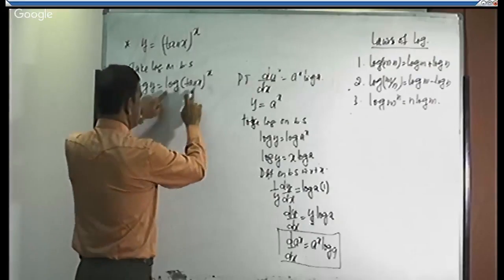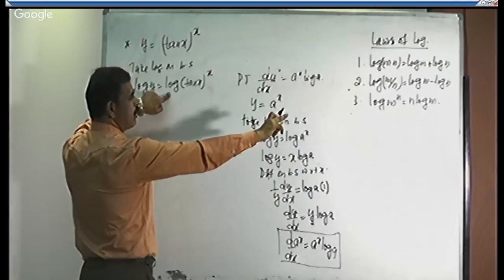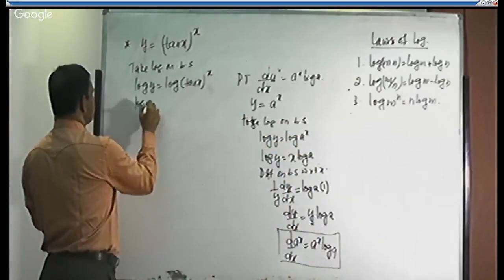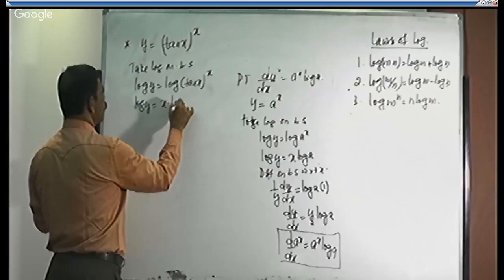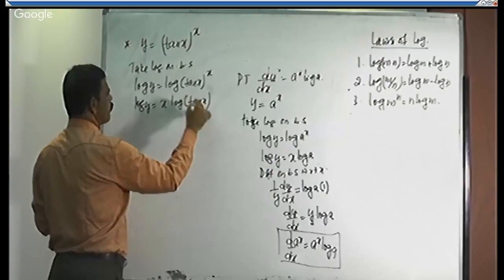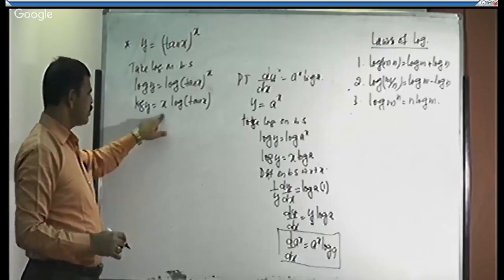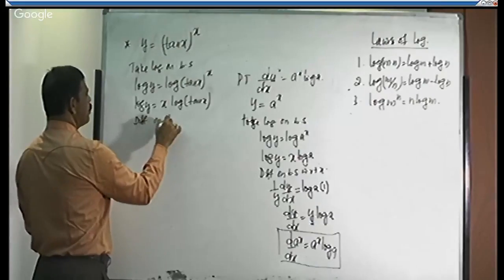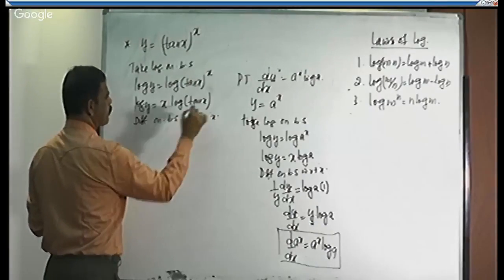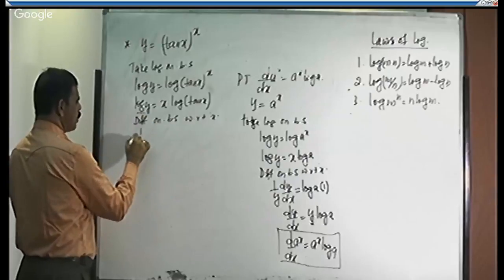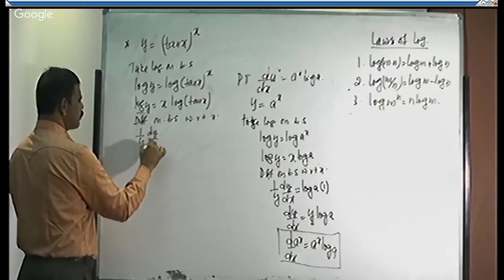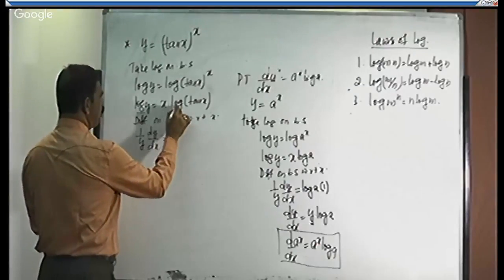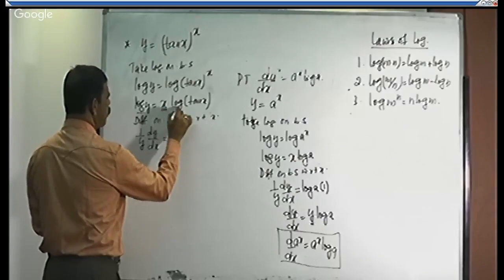Right hand side is expanded according to the third law. Log m power n is equal to n log m. Log y is equal to x into log of tan x. Now it is differentiable, right? Differentiate on both sides with respect to x. Log y, it is 1 by y into dy by dx because it is y term. Right side, x into log of tan x.